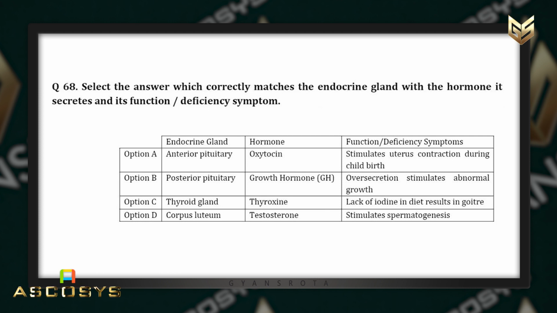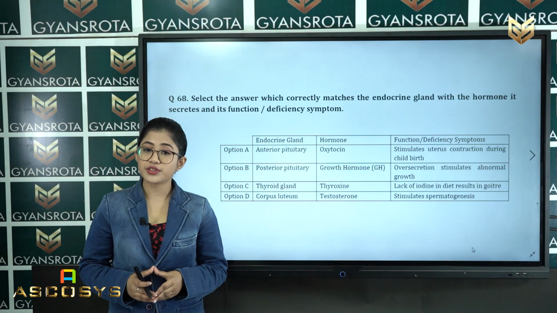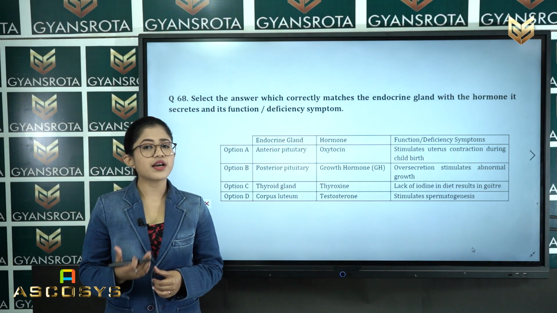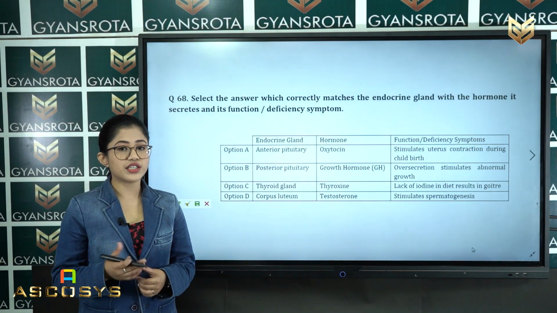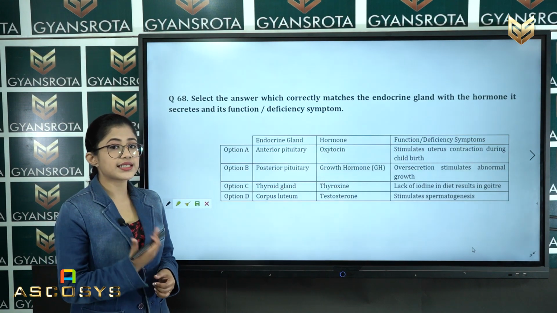And the next is option number C, that is the thyroid gland and its hormone is thyroxine and its deficiency symptom is, if there is lack of iodine in the diet, then it results in goiter. Next is option number D, corpus luteum, its hormone is testosterone and it stimulates spermatogenesis. Student, this is from the chapter Human Reproduction. These hormones are also given in the chapter Chemical Coordination and Integration. So what is the correct answer?